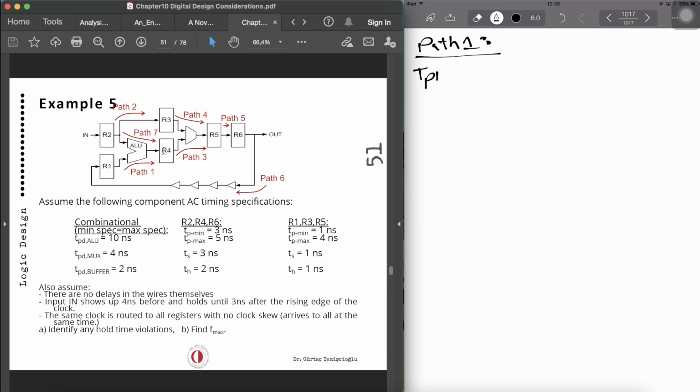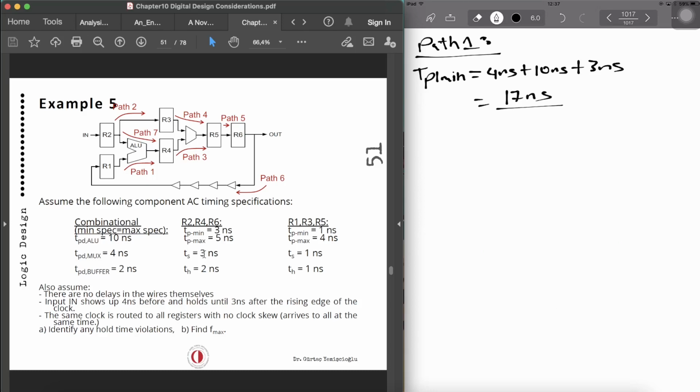T period 1 min is going to be the TP max of R1, which is 4 nanoseconds, plus the TP max of the propagation delay of the ALU, which is 10 nanoseconds, plus the setup time of R4, which is 2 nanoseconds. Sorry, 3 nanoseconds. So that's going to be 17 nanoseconds.